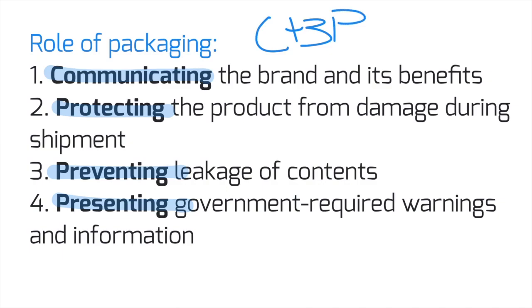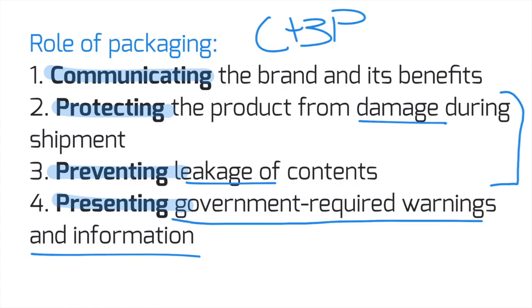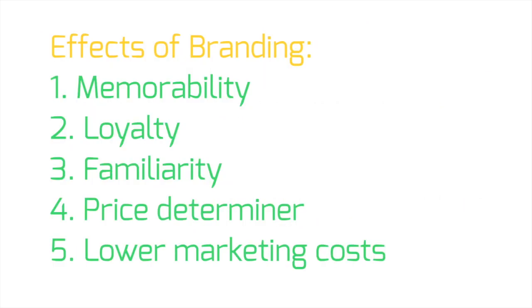Okay, so the role of packaging, first, is to communicate the brand and its benefits. The second is to protect the product from damage, especially during shipment. The third is to prevent leakage of contents. So these two go together. These are more physical aspects, the physical benefits of using packaging. And the fourth is presenting government-required warnings and information. So you often see certain ingredients or certain chemicals that have been added onto your products on the packaging.